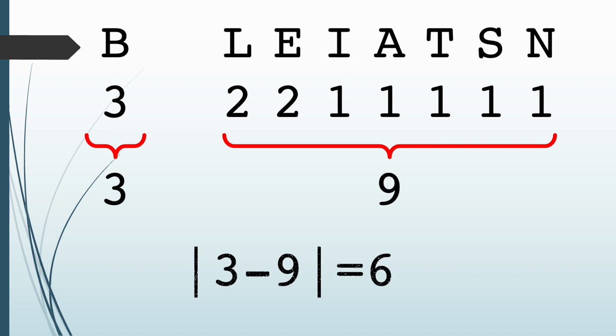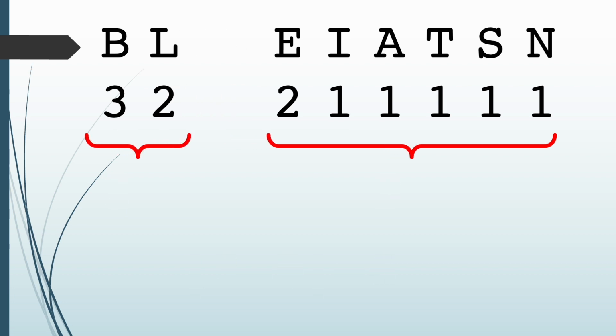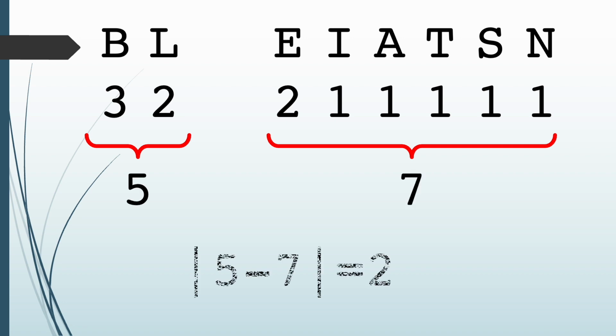Find the difference between total probability on the left and on the right. In this case, the absolute value of 3 minus 9 is 6. Remember the value. Next, bring the source L from the right side, and bring it to the left, together with B. Add up the probability on the left and on the right side. Calculate the difference. This time, the difference has been reduced to 2.